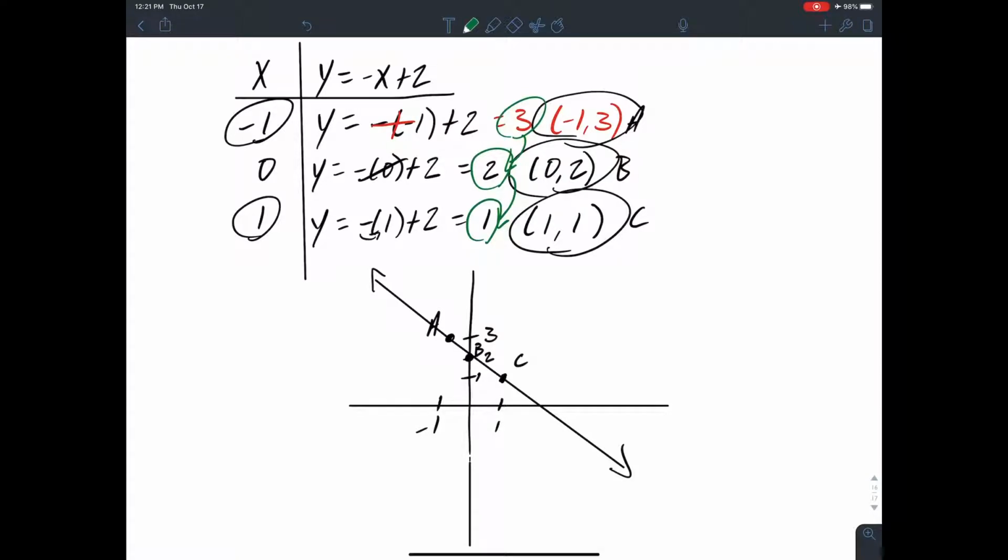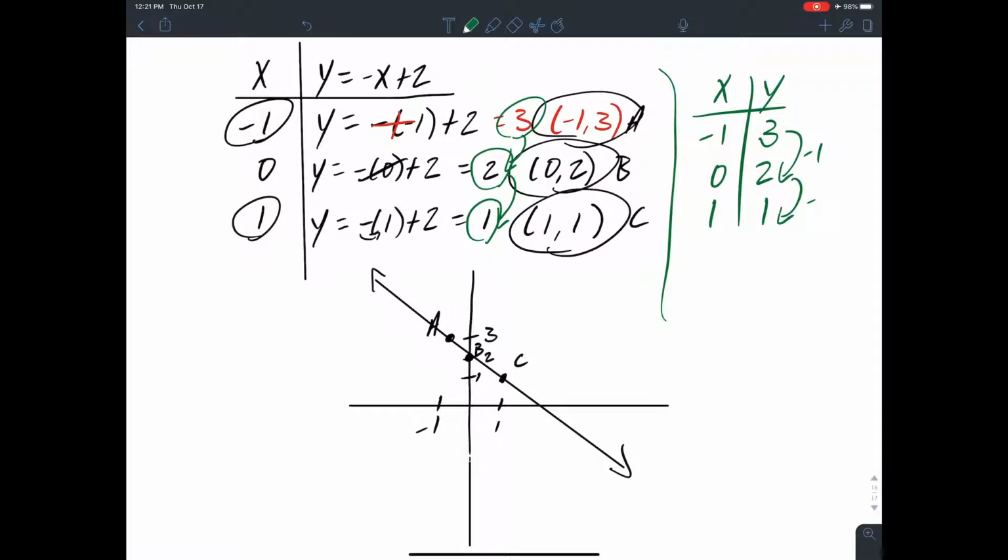And I'm going to clean this table up. I'll rewrite it here. You don't have to rewrite it, but I'm going to. Negative 1, 0, 1. And it's changing 3, 2, 1. Minus 1. Minus 1. Chances are, if you plugged in 2, minus 1 again, you'd get what? 0. Okay, so our rate of change here is negative 1. And that's another word for slope.